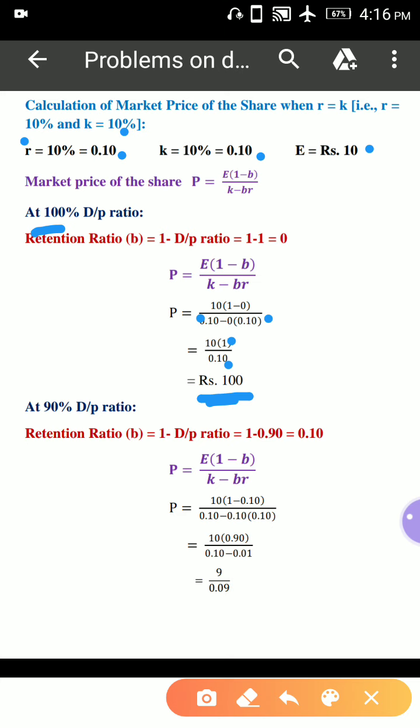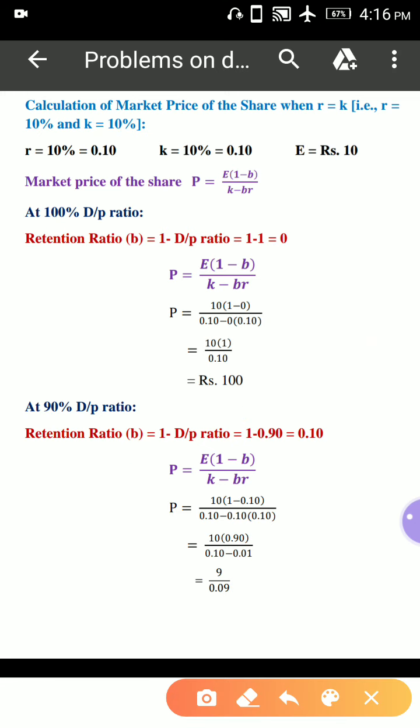Now a similar calculation will be made at 90% dividend payout ratio. Here the retention ratio is 10%. The retention ratio is 10%, that is 1 minus dividend payout ratio, that is 1 minus 0.90, which is equal to 0.10.